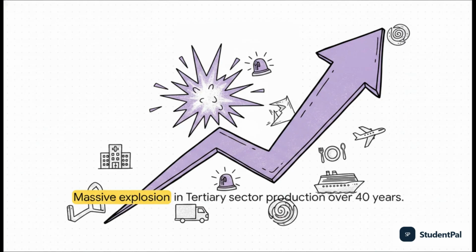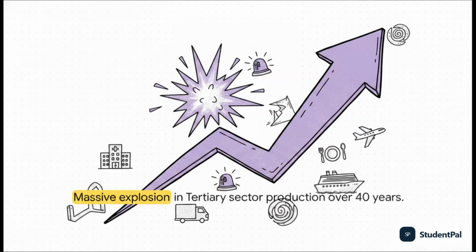Check out this incredible explosion in production between 1977-78 and 2017-18. Look at that massive purple chunk right there representing the tertiary sector. Over 40 years, the service sector's production has just absolutely skyrocketed. It has completely replaced the primary sector as the largest producing sector in India.